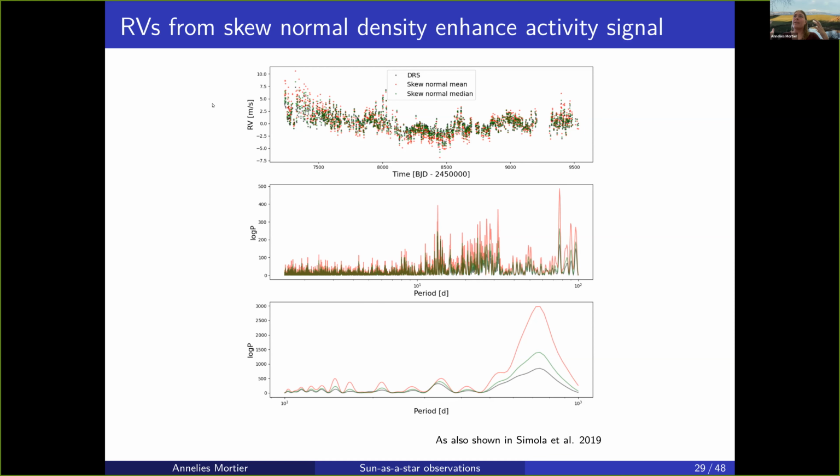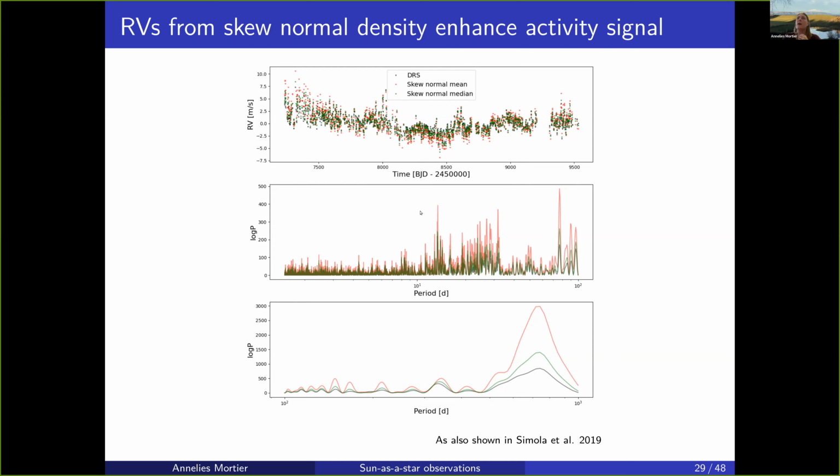And it's basically, rather than fitting it with a Gaussian, which is the gray lines that you see everywhere, so radial velocity on the top, and then 2 periodograms in different regions of period space. And then you fit it with a skew normal and either take the mean or the median of that skew normal to be your radial velocity. And those are the green and the red points.